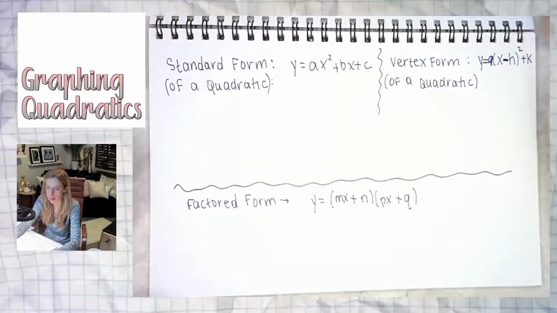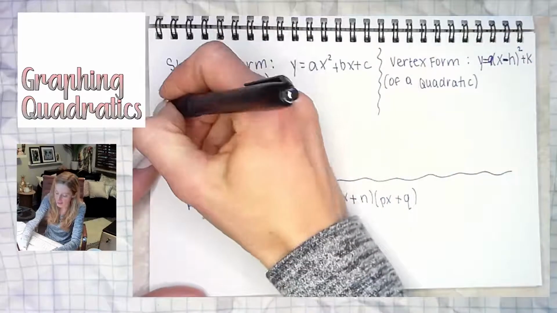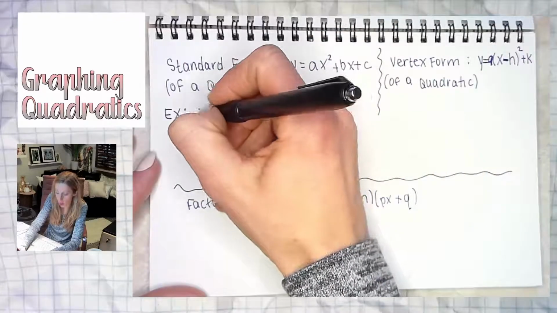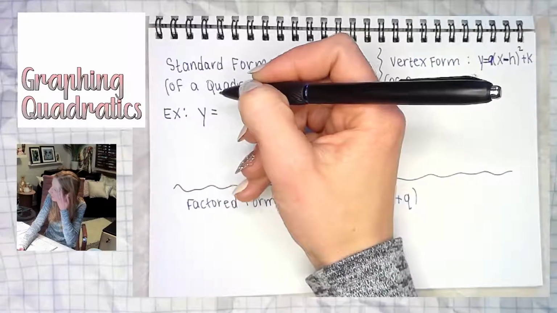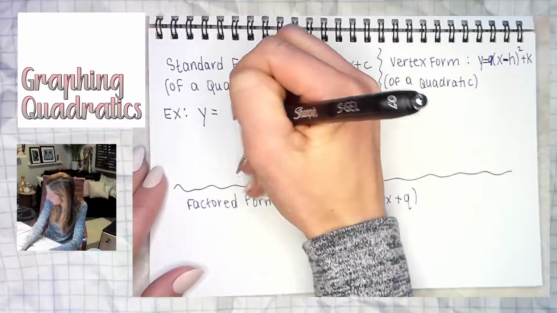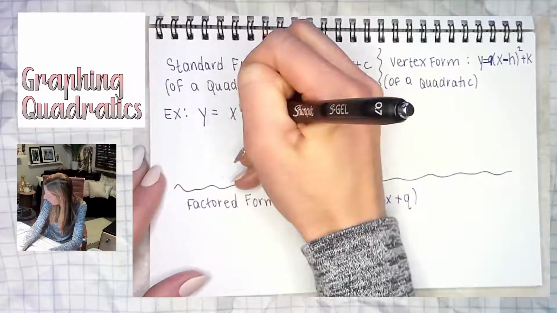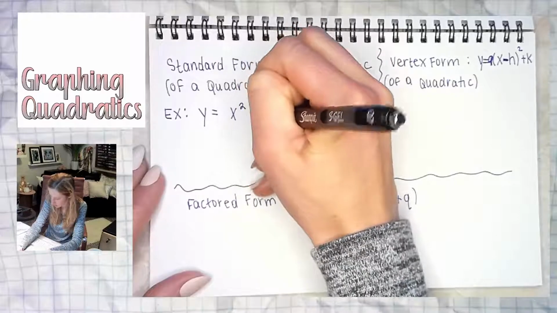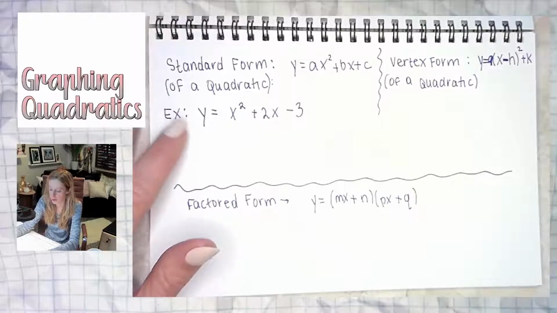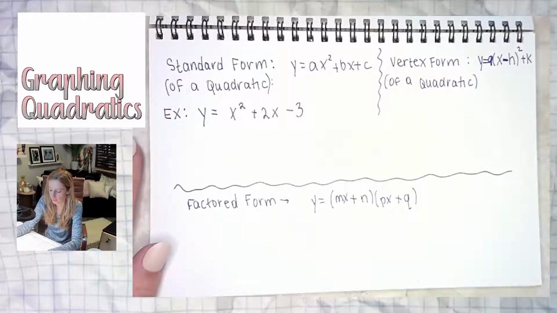Now, let's do one example all 3 ways, so we can compare and contrast. As an example of standard form, we could have something like y equals, I just want to make sure I pick a nice one, x to the second power plus 2x minus 3. Here we have an example in standard form.